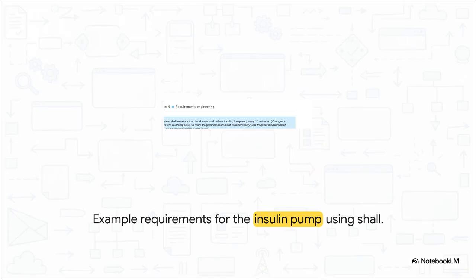And this brilliantly illustrates that golden rule in action. Take a look at this example from the automated insulin pump embedded software. It says, the system shall measure the blood sugar and deliver insulin every 10 minutes. It uses shall because if this embedded medical device fails to measure blood sugar, a patient's life is literally at risk. It is strictly mandatory. Similarly, the self-test routine shall run every minute. There is zero room for misinterpretation here.